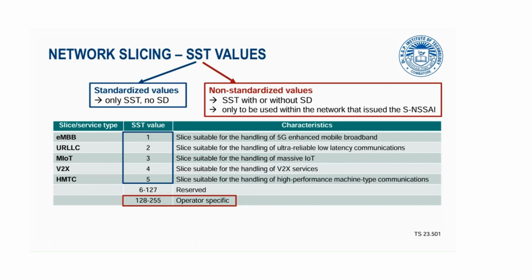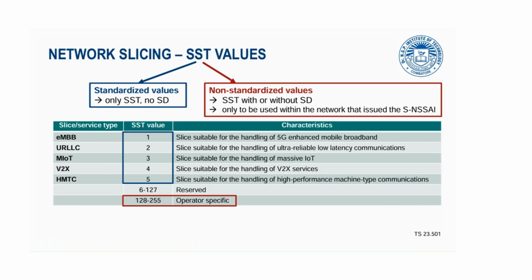Next, how the SST values are being categorized and how they are getting selected. As we saw in the previous slide, SST is the slice service type. It is a mandatory identifier used to classify the network slices based on their intended use or service features. And SD is the optional slice differentiator, used for finer differentiation within the same slice or service type.